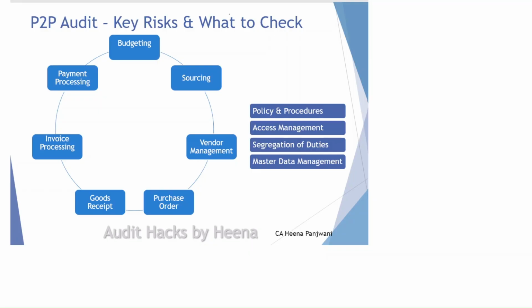So let's get started. The P2P department is one of the most critical departments in any organization. It helps to ensure timely supply of raw materials and services and thereby helps in smooth operations in the company. On the screen, you can see the complete P2P lifecycle and the various sub-processes in it, which includes budgeting, sourcing, vendor management, and so on. We will cover each of these in detail, wherein we will see what are the risks and what you can check as an auditor.